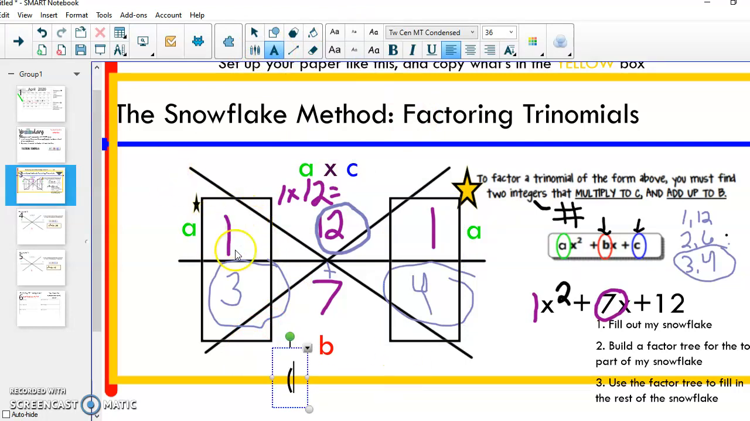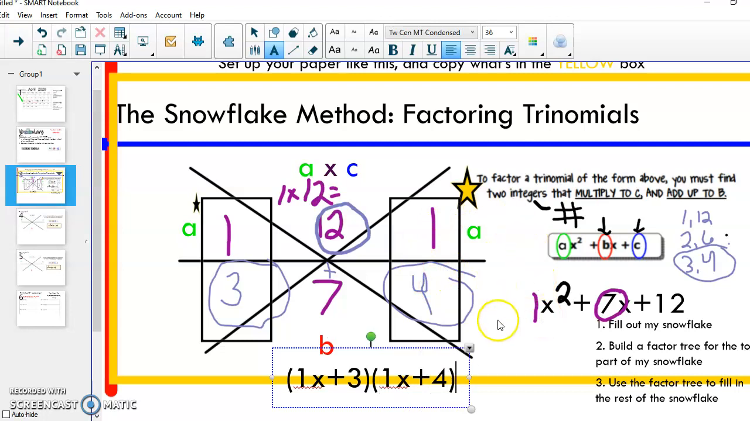The number on the top is the number that goes in front of my x. So I have 1x plus 3, and in my other factor here, 1x plus 4. And this, friends, is my final factored solution to my problem. Let's go ahead and go through one more example together.